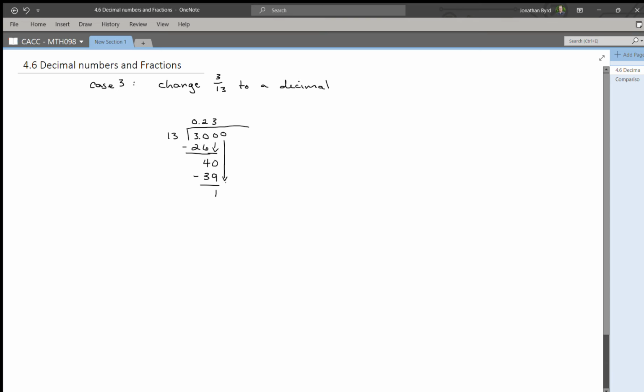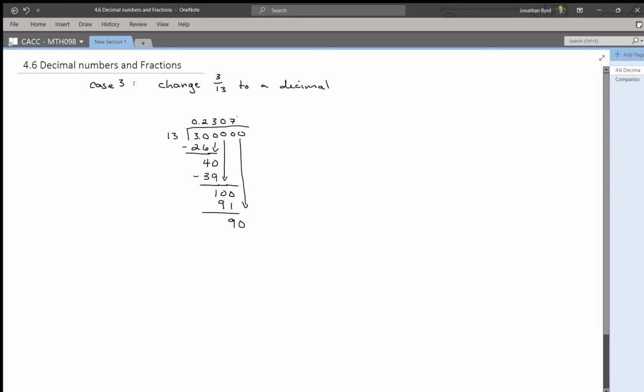And now we actually get a 0 because 13 does not go into 1, obviously, but it doesn't go into 10 either. So then we bring down an additional 0. Now 13 does go into 100. It goes into 100 7 times. 7 times 13 is 91. So that leaves us with 9 when we subtract. Bring down a 0 and we have 90.